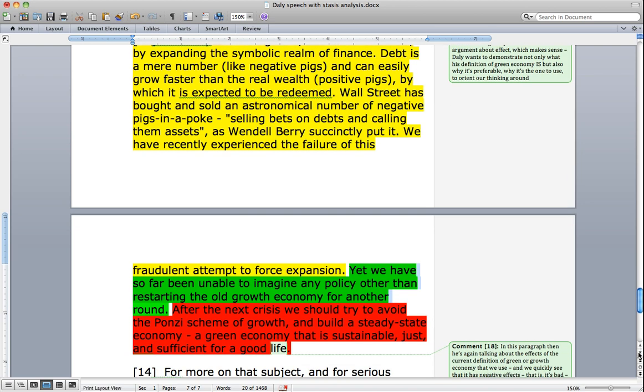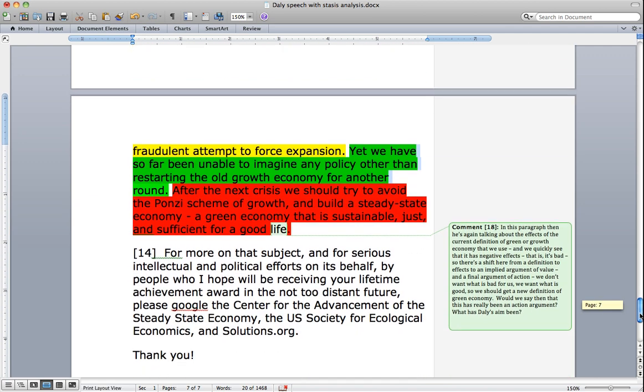And then his final sentence, after the next crisis, we should try to avoid the Ponzi scheme of growth and build a steady state economy, a green economy that is sustainable, just, and sufficient for a good life. This is what we should do, is how he ends his argument. Of course, he has this final paragraph about kind of closing out the speech, but the argument really ends here. Here's what we should do. We should build a steady state economy.